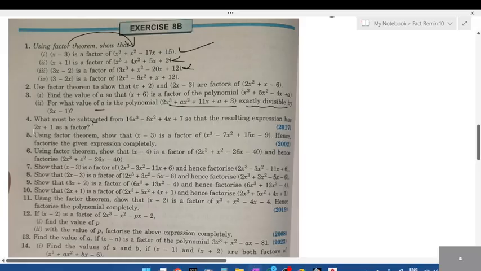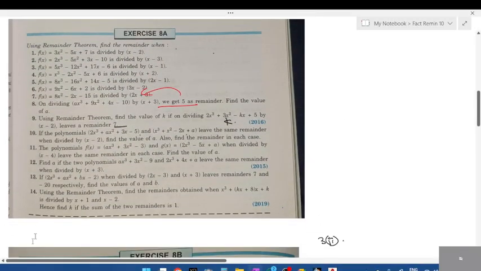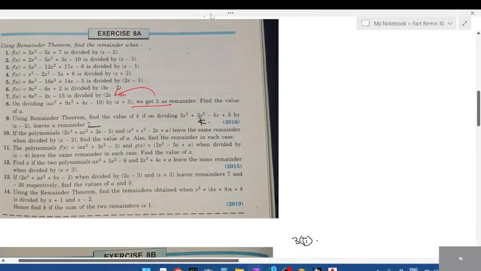Fine. From fourth onwards, it's the division method. From the fourth question, 4, 5, 6, 7, division method. You have to solve using division. Okay, we'll solve one question on this.